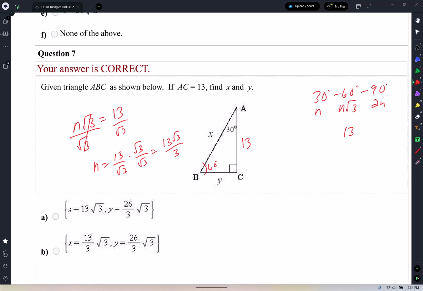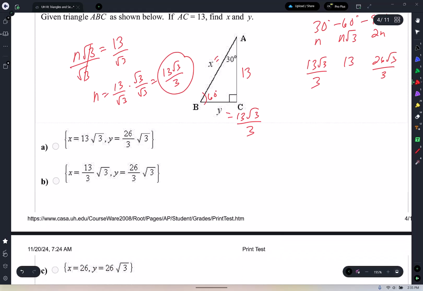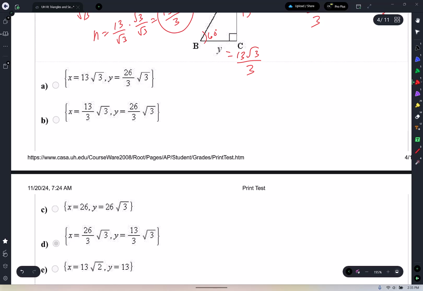All right, so that right there that we got is your short leg, which is y. So this is y, 13 root 3 over 3. And then all you got to do to get your x, which is the hypotenuse, is double it. So 13 root 3 over 3. So what's 13 times 2? So 26 root 3 over 3. And we look for that. There it is.